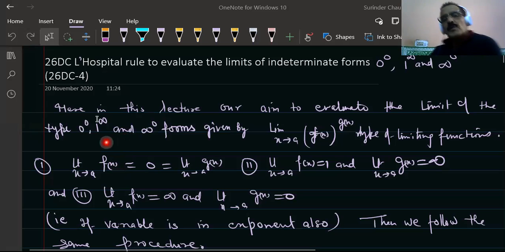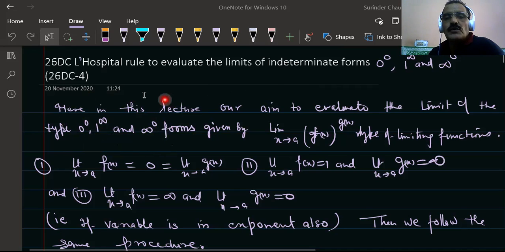Hello students, in the previous two lectures we have evaluated indeterminate forms of the type 0 by 0, infinity upon infinity, infinity minus infinity and 0 into infinity. Four types of indeterminate forms we have discussed in the previous two lectures. Now in this lecture we will discuss how to evaluate the limit of the indeterminate forms of the type 0 raised to 0, 1 raised to infinity, and infinity raised to 0.